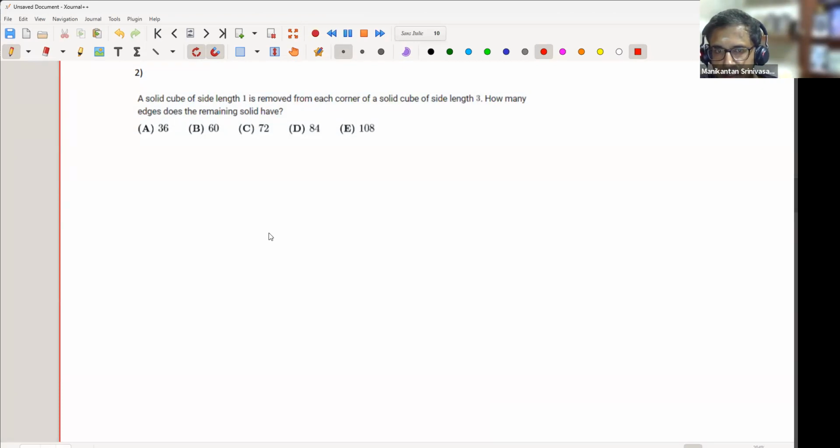How many edges does the remaining solid have? Did you do this one? I got 36, but I think it's wrong. 36. Okay. Because I did it again and I got 48. Okay. It's not a very difficult question. I'll give you all a minute to try this. Take a minute, guys, all of you.